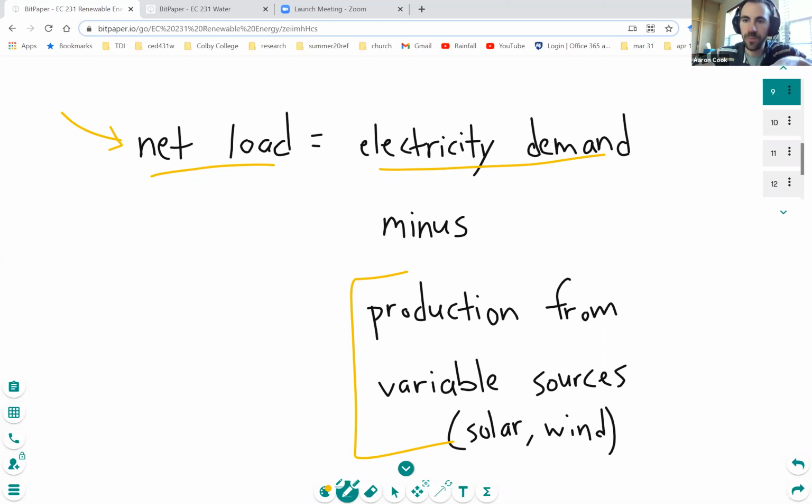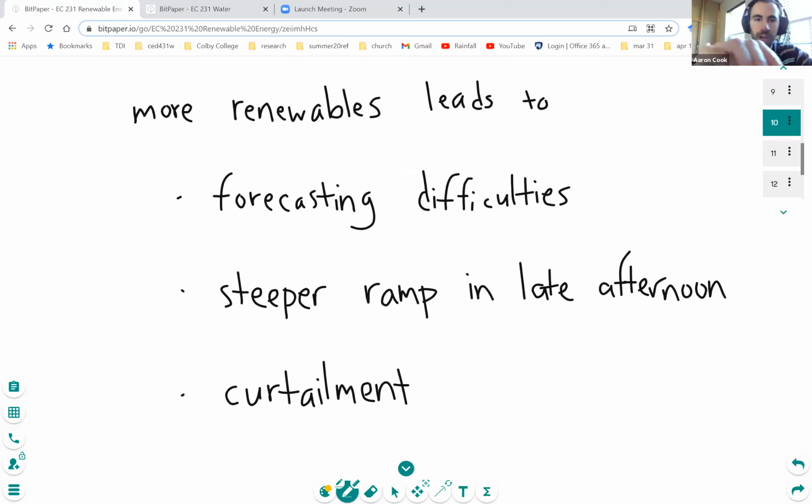So your net load, it's no longer that you have to just worry about the fact that demand is going to peak at some point during the middle of the day and then go down during the night. You also have to account for the fact that your net load, the amount of electricity that you need minus what's being fed into the grid naturally by these renewable sources, is going to be fluctuating along with however much the renewable sources themselves are fluctuating. And so what this leads to is difficulties forecasting.